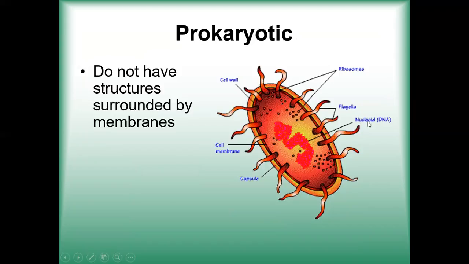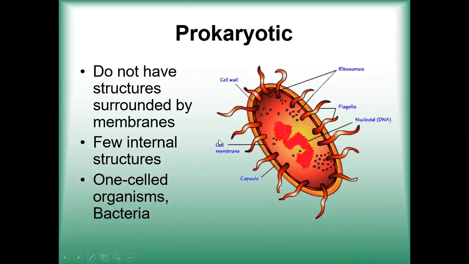So as you can see, it says DNA right here. The DNA is just floating around in the middle of this prokaryote. They have very few internal structures, just a couple little ribosomes and some DNA, and all floating around in the cytoplasm. That's it. Most one-celled organisms are bacteria. So this right here, probably bacteria.